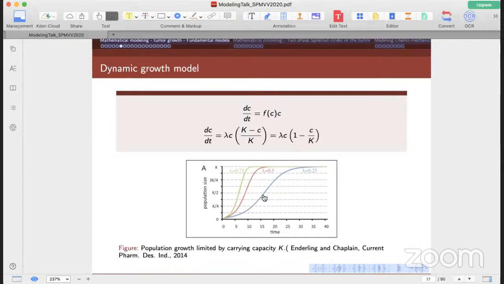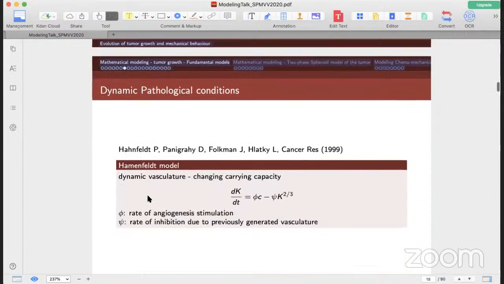Where is the dynamic growth? You see the lambda. If lambda is 0.25, then population growth is slow and takes some time to reach the equilibrium. If lambda is 0.5, faster, and if lambda is 0.75, very fast. Okay, so this is a dynamic carrying capacity model due to Verhulst. Okay, so this can be easily adapted to the cell growth of a tumor. So that is the idea.